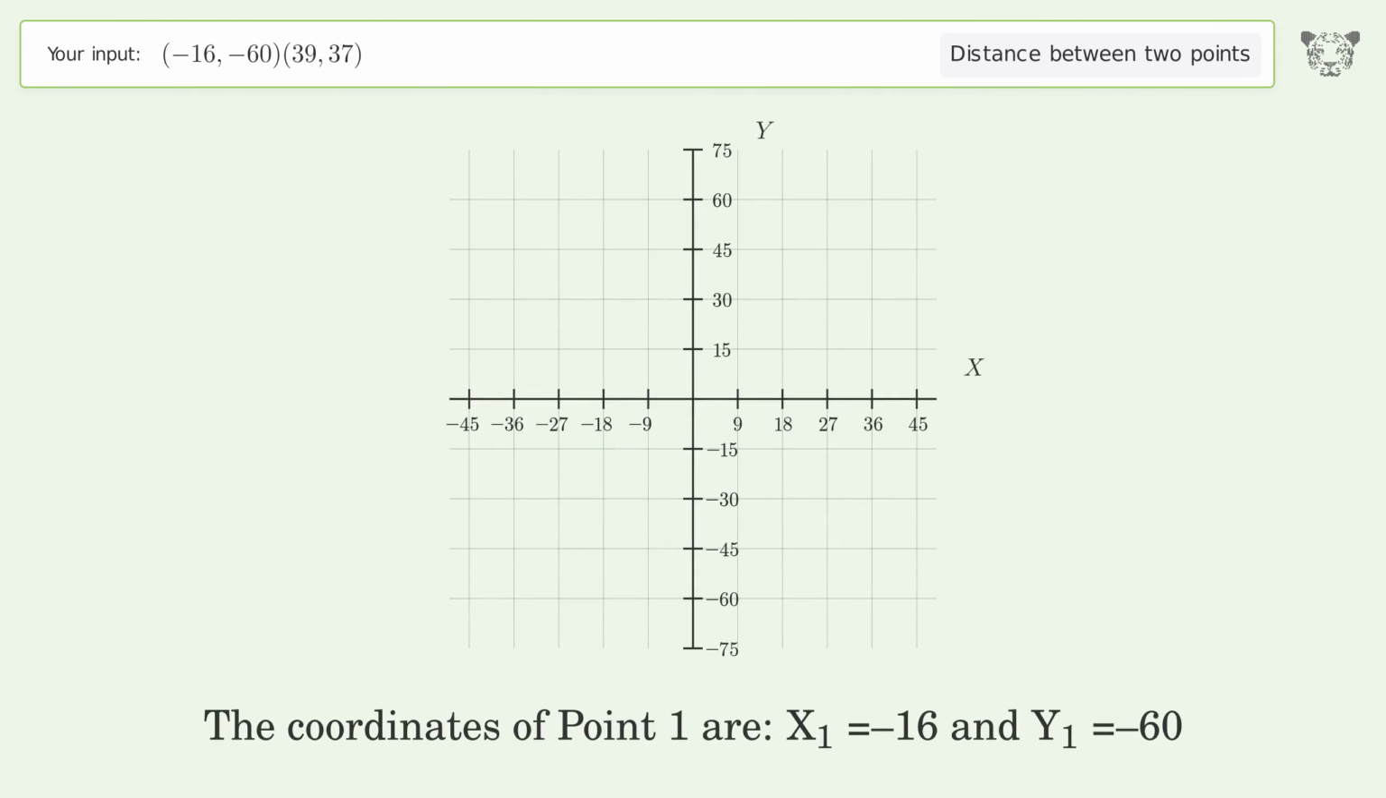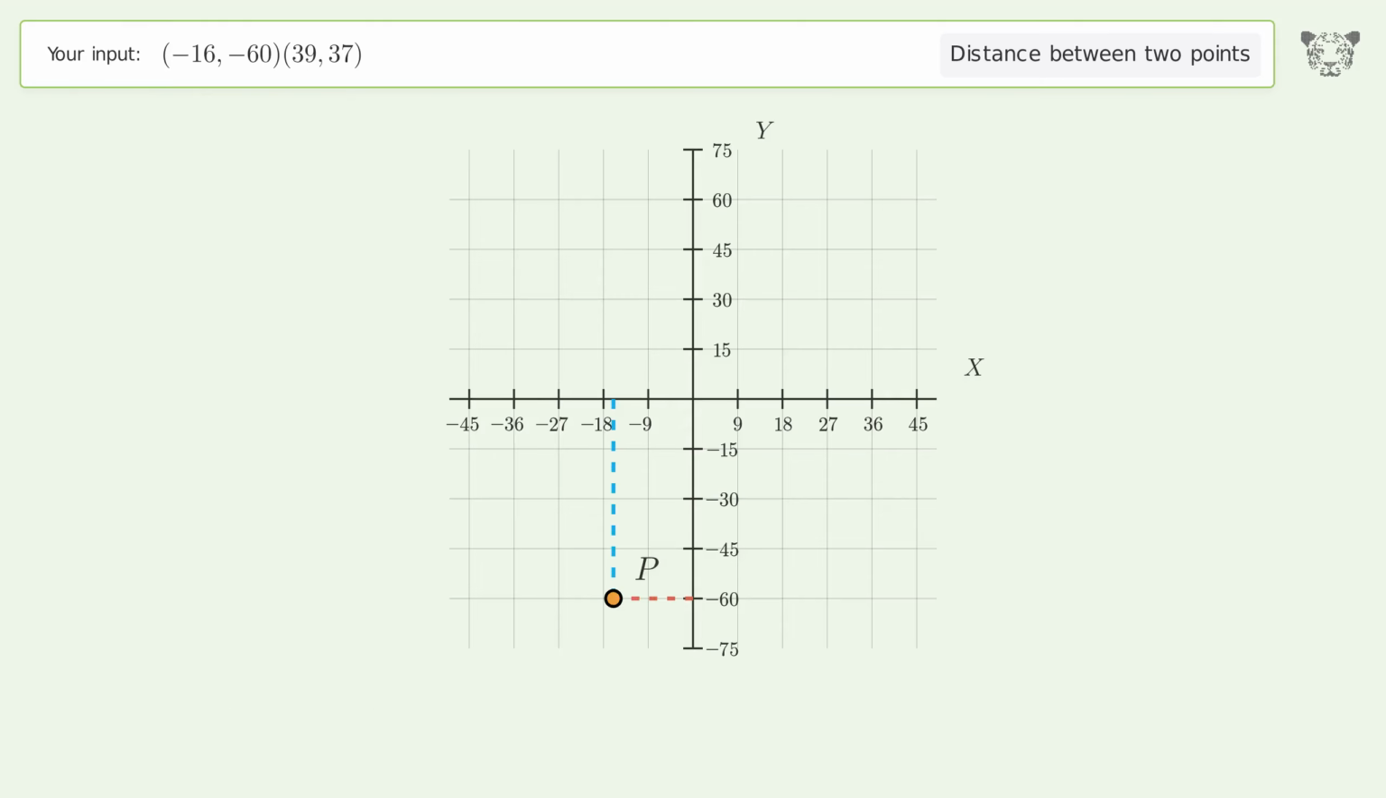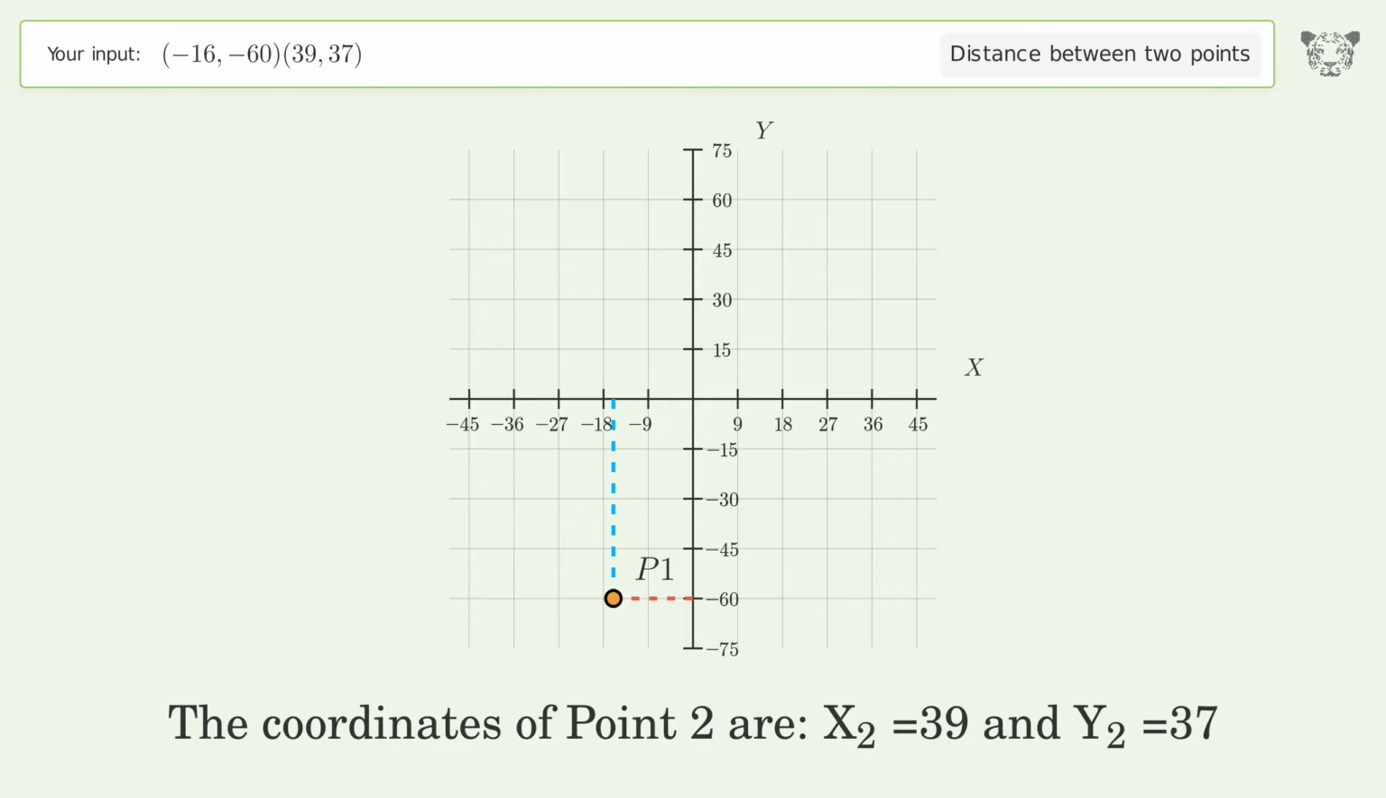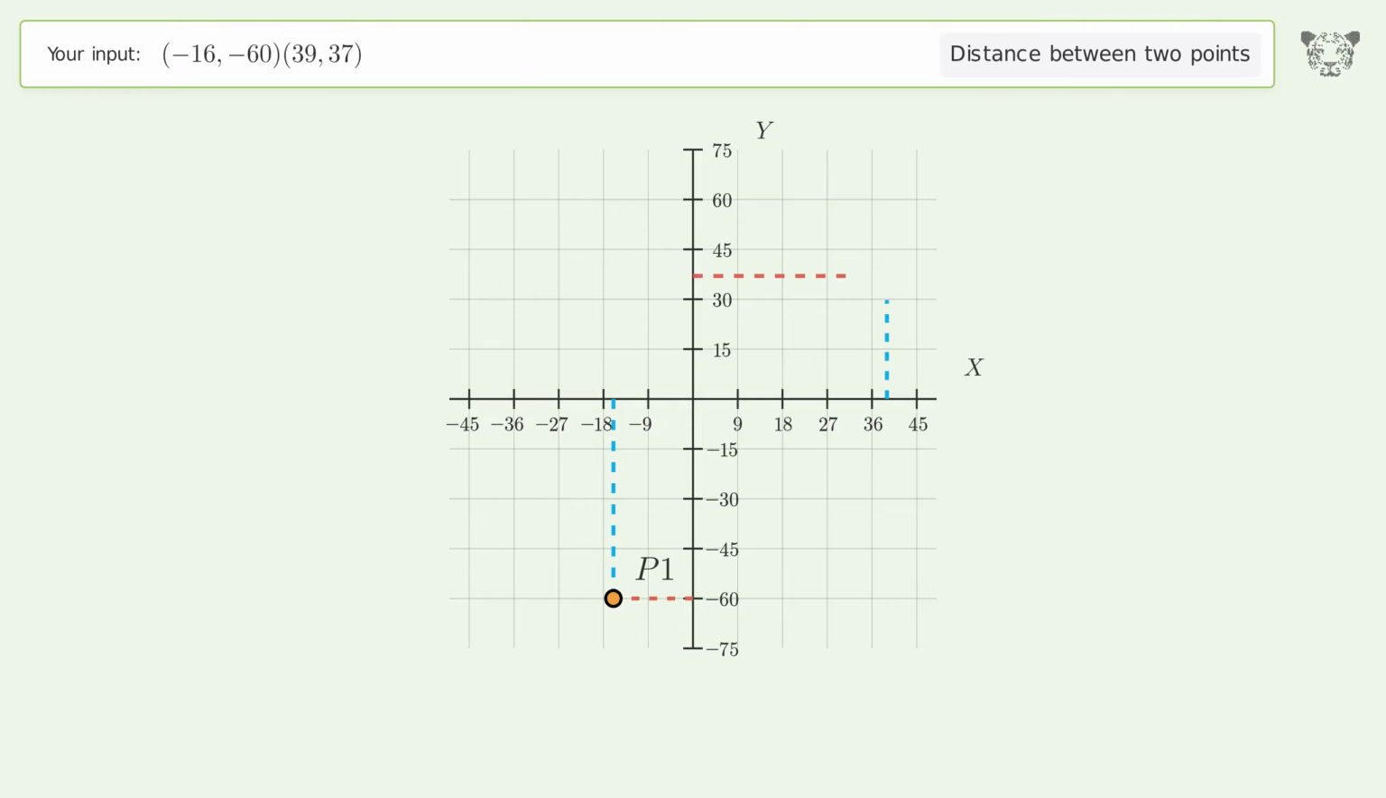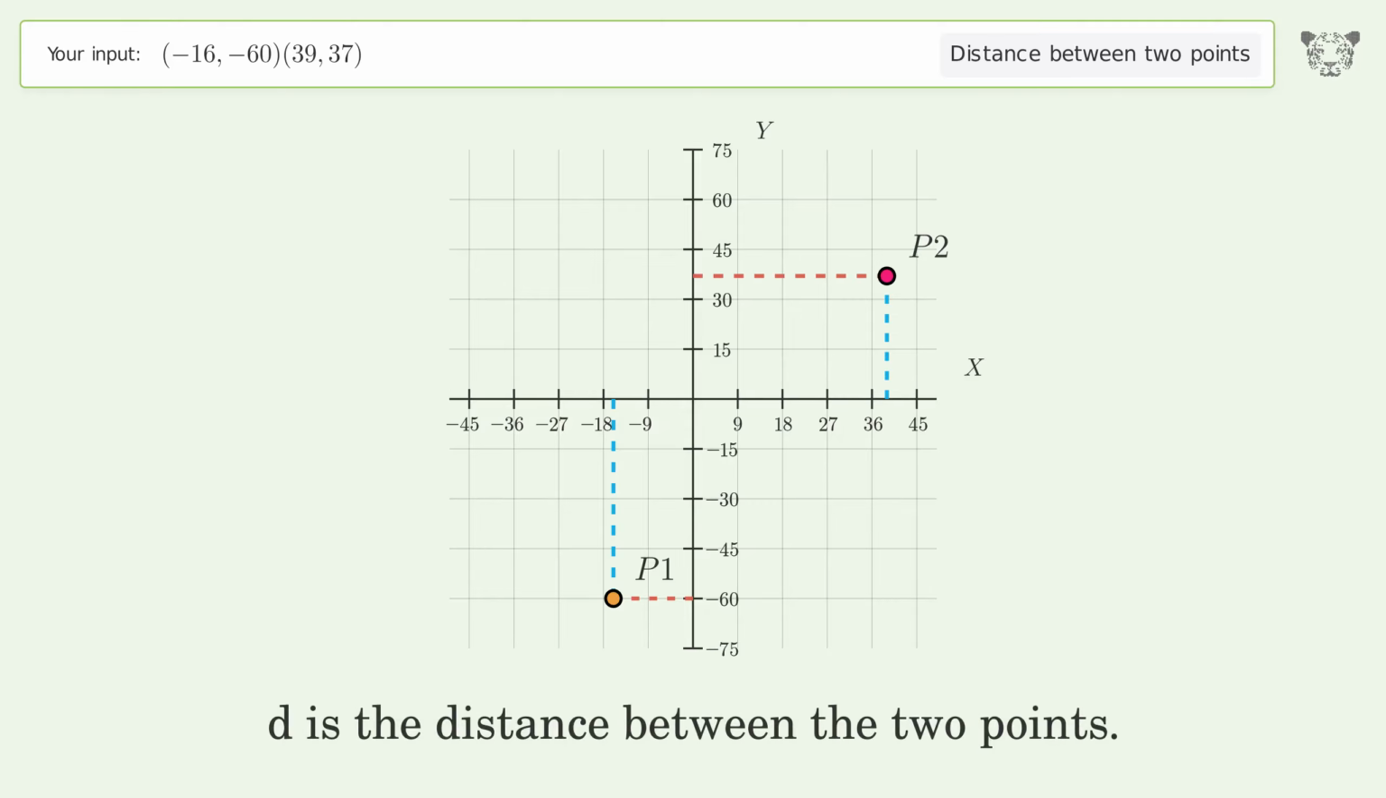The coordinates of point 1 are, x1 equals -16 and y1 equals -60. The coordinates of point 2 are, x2 equals 39 and y2 equals 37. D is the distance between the 2 points.